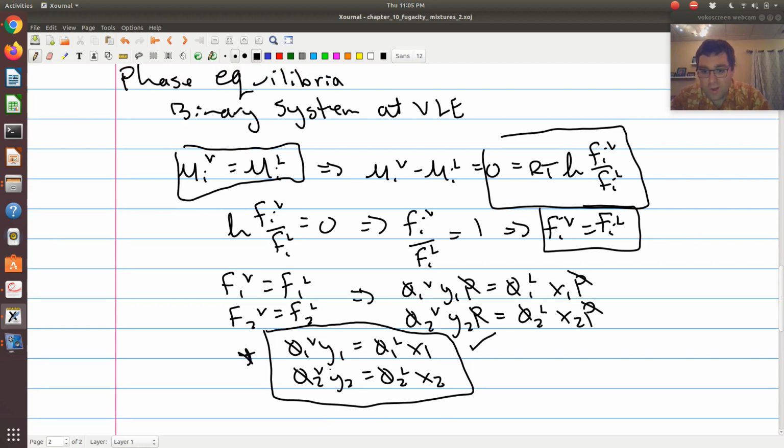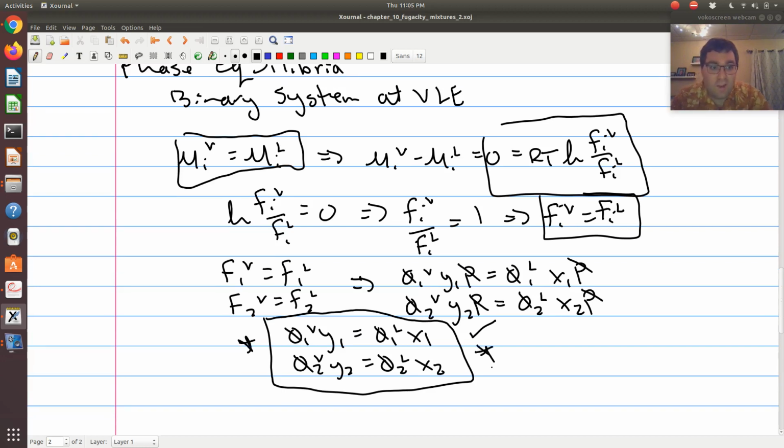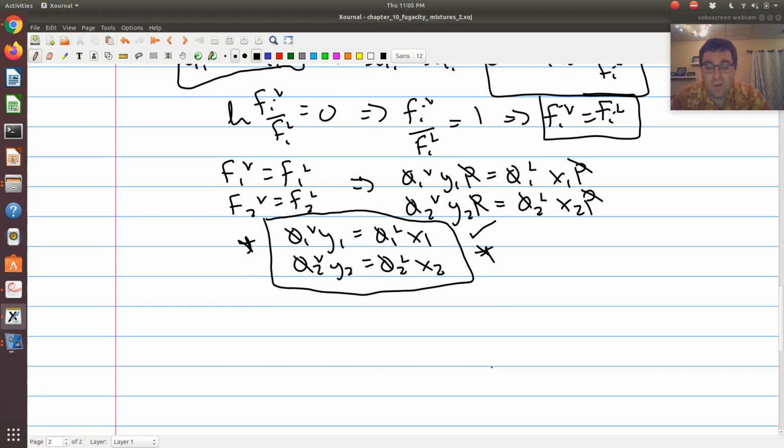Okay, cool. So then the next thing I want to talk about, here are our isofugacity equations. Let's talk about calculating phase coexistence using a cubic equation of state.